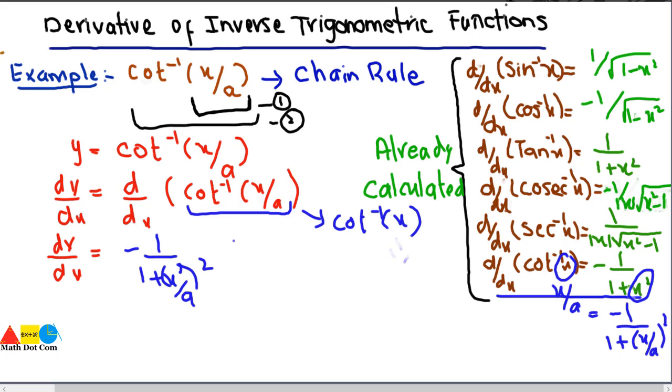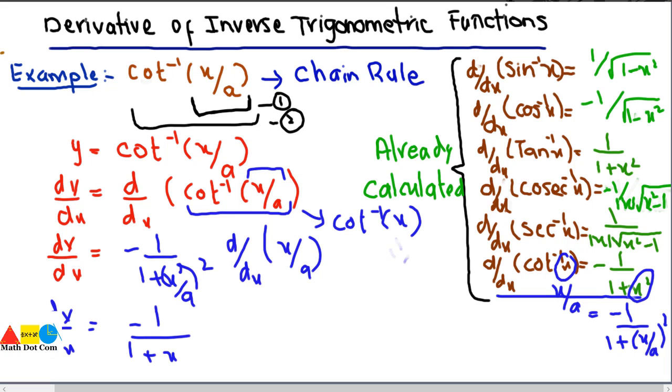Then you have to take d by dx of this function only, as there are two functions involved. As this is a composite function, you have to find the derivative of both functions. We have found the derivative of the first, and now you have to find the derivative of the second function. So dy by dx becomes minus 1 divided by 1 plus x square over a square, times d by dx of x over a, which is 1 over a, as a is constant and the derivative of x is 1. So you just have to write it like this.